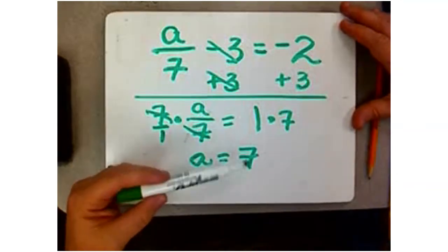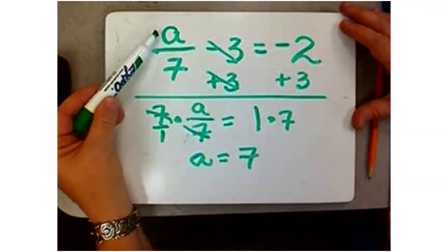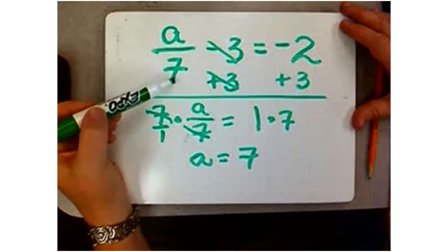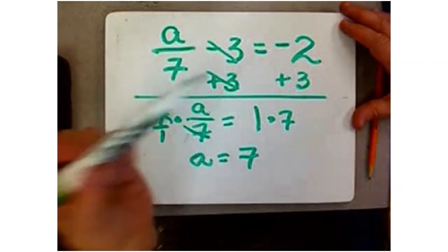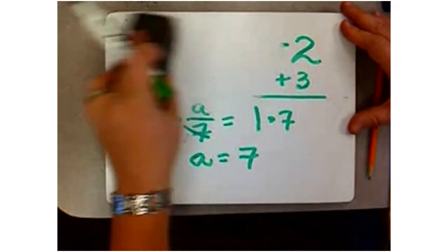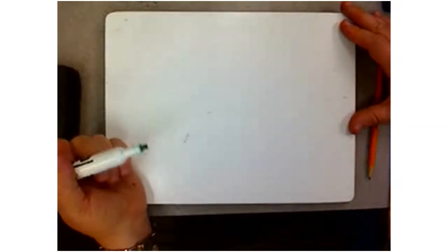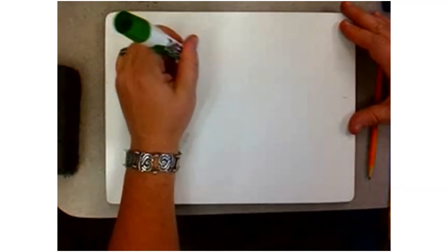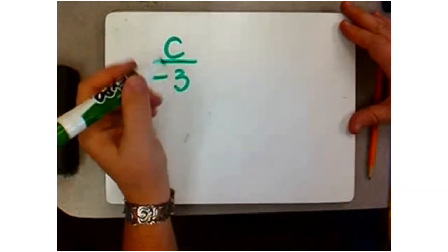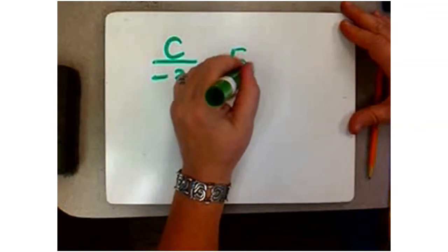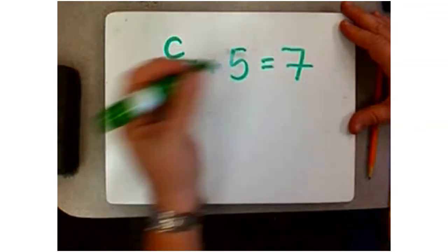We checked it, put in the 7 for the a. 7 over 7 is a 1, and a 1 minus a 3 is a negative 2. All right, I'll give you another one, and you can pause the video. C over negative 3 plus 5 equals 7.